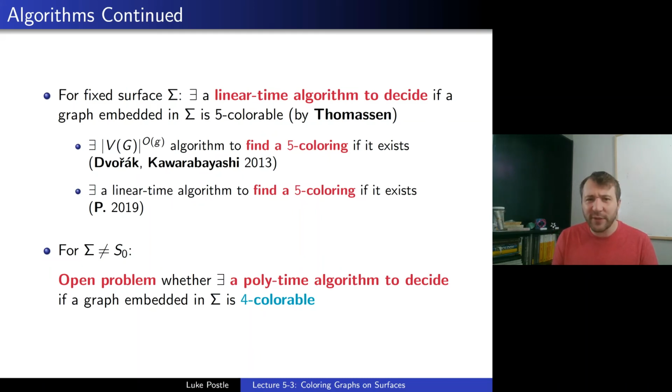So we don't really know this for any other surfaces. So in that sense, it could be that the 4-color theorem really does accept that deciding 4-colorability on surfaces might actually not be hard. It might be polytime doable.